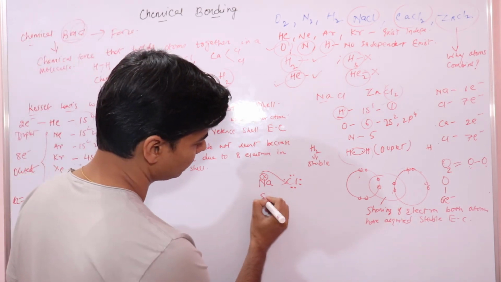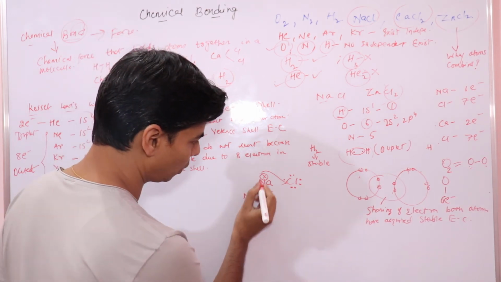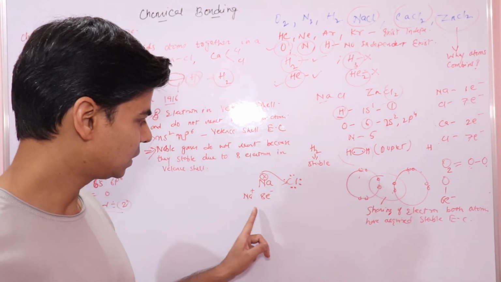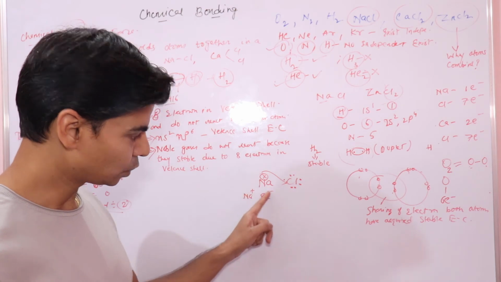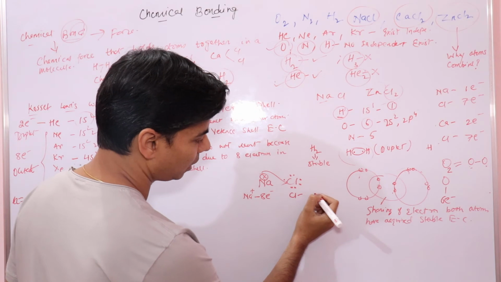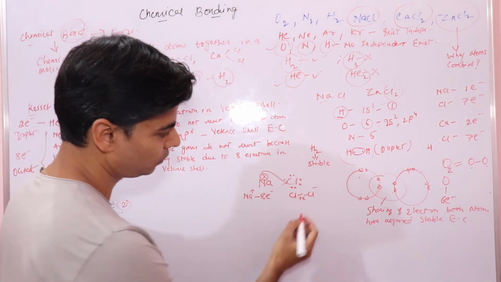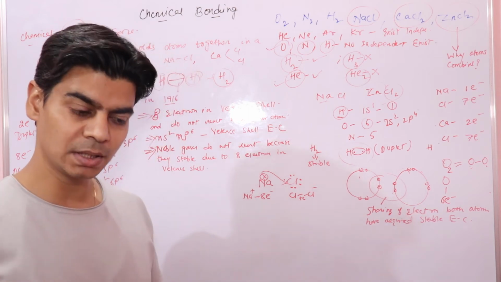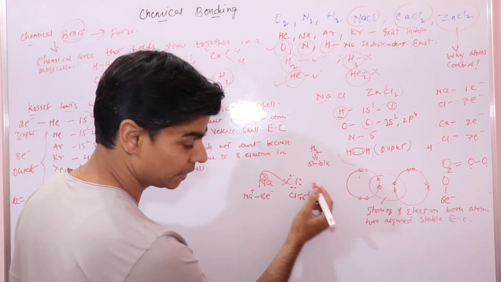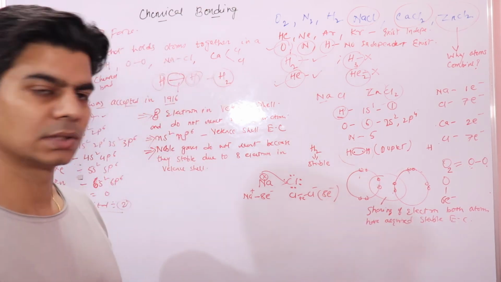Now this has become a sodium ion. Since it has lost an electron, due to deficiency of electron this will become a sodium ion, right? It has 8 electrons. Now chlorine, after accepting 1 electron, will have an excess of electrons and will acquire a negative charge, right? And that has 8 electrons in its outermost shell.